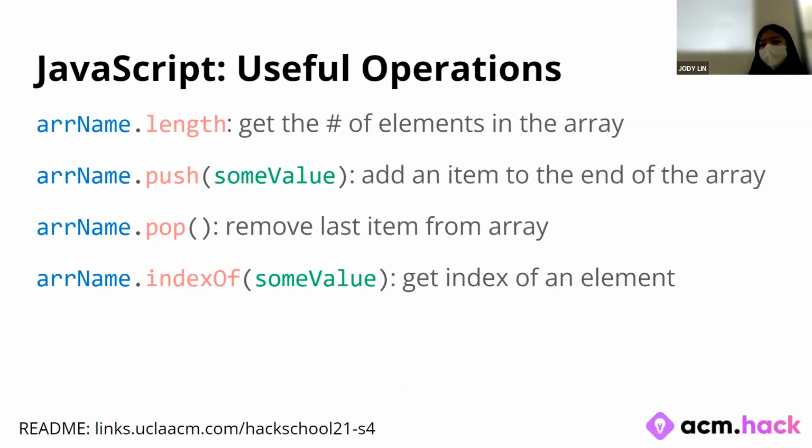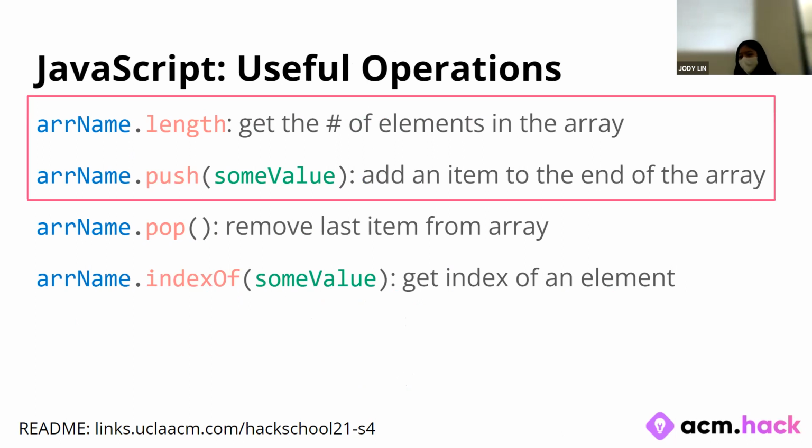All right, some other useful operations in JavaScript arrays. This is more of a reference slide, so I'm not really going to go through it. If you really want to go through it, I'll just say that the first two are probably the ones you'll see the most. If you take the array name dot length, it'll return the number of elements in the array, so that's how long it is. And if you do the array name dot push, and then put in some value in the parameter, like a number or an object, it'll add that item to the end of the array. So these are the most common ones you'll use.